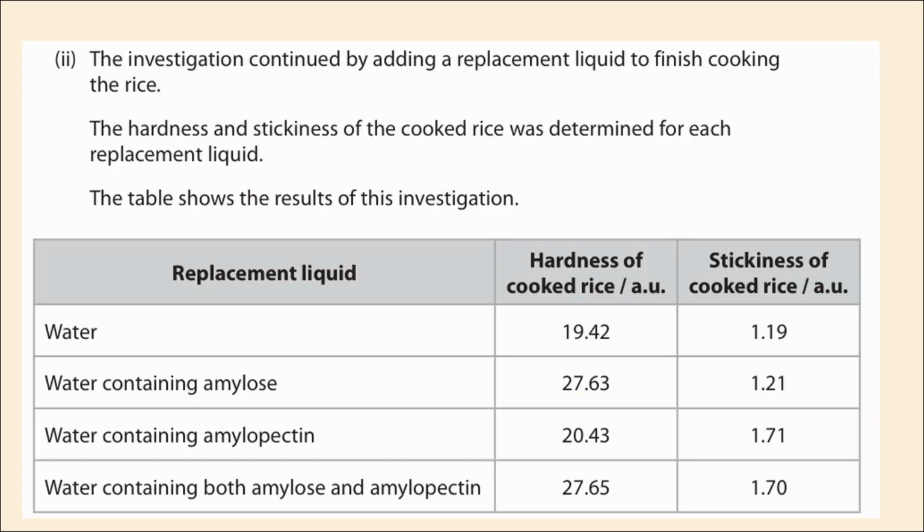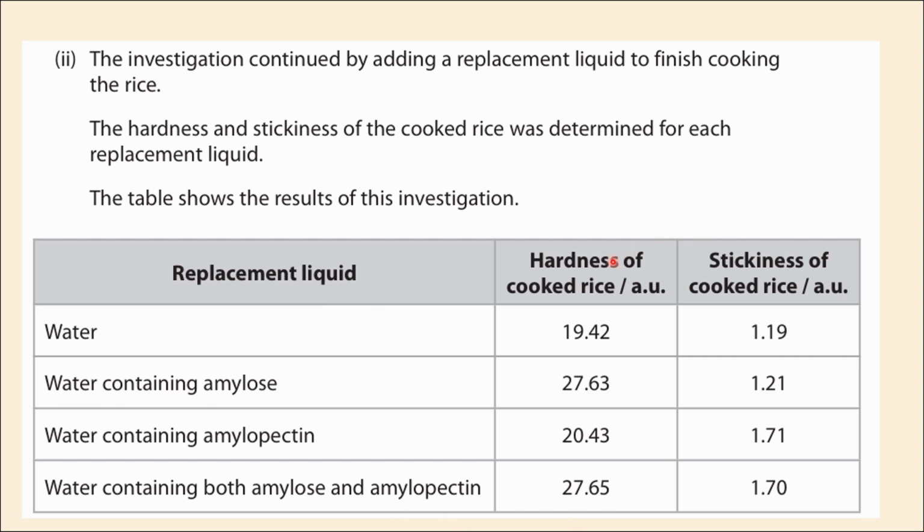In the next part of the investigation, a replacement liquid was added to complete the cooking of the rice. As you know, heat during cooking causes amylose and amylopectin to leach into the cooking liquid, and in this investigation the researchers changed the cooking liquid and investigated the hardness and stickiness of the cooked rice, and the results are shown in the table provided.